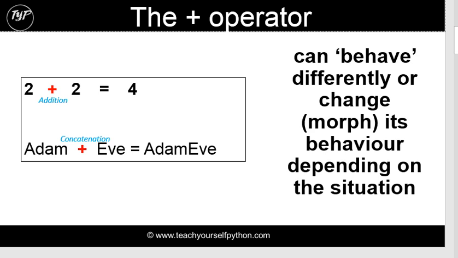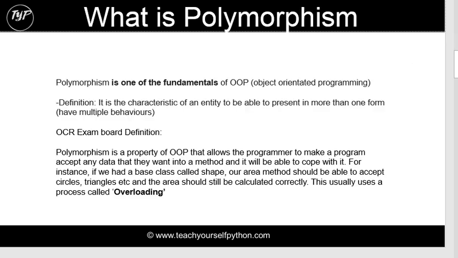For instance, "Adam" plus "Eve" would give you a concatenation of the two strings to give you "AdamEve". So there we have a type of polymorphism where the plus operator is acting in a polymorphic way. It can perform arithmetic, but it can also concatenate two strings.